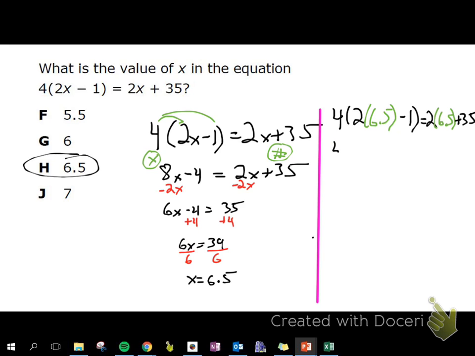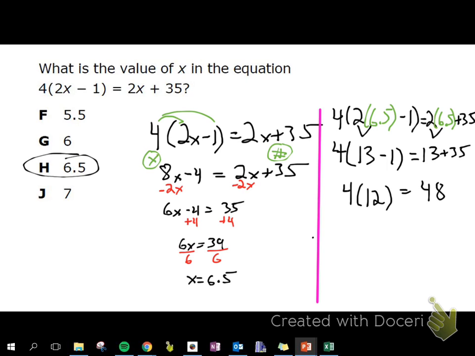But if I were to simplify, that would be 4 times 2 times 6.5 would be 13. And on the right side of the equation, I've got 2 times 6.5, which would be 13. And then we're going to bring down our add 35. So I just work those out to get that, work those out to get that. I'm just taking this step by step. 13 plus 35 is 48. 4 times 12 is obviously 48, which equals 48.